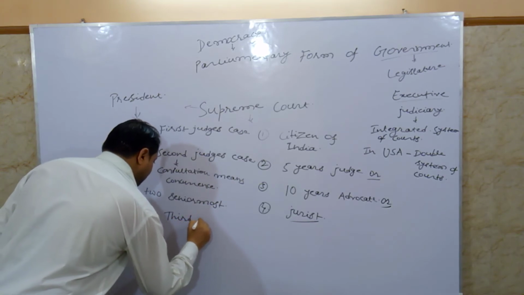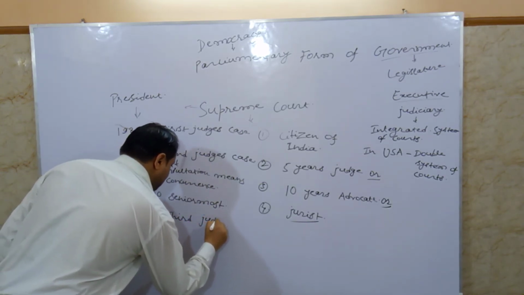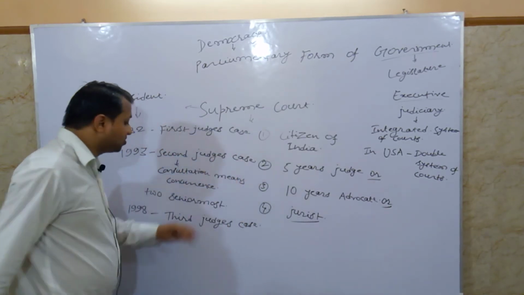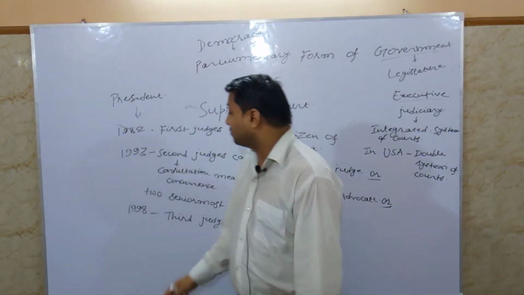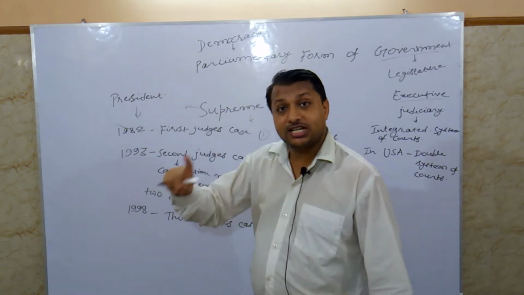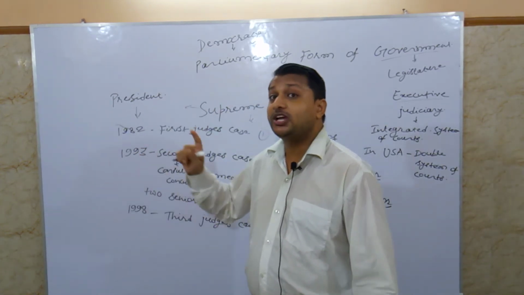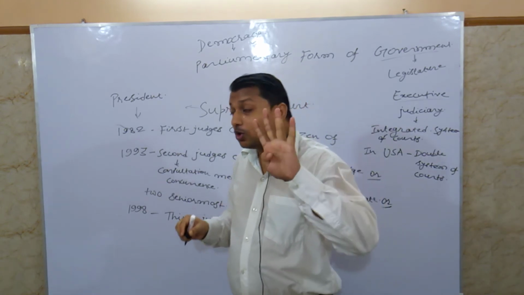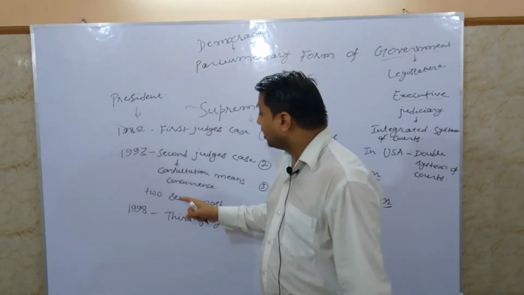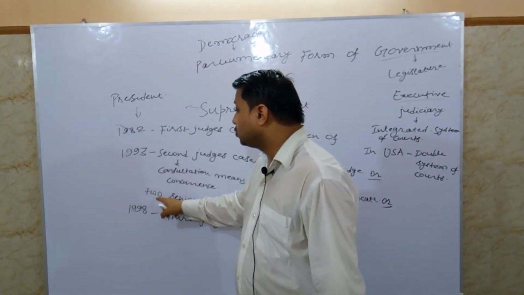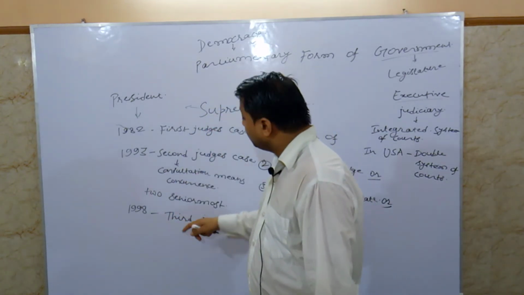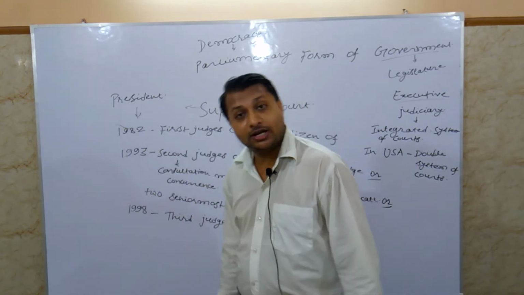Okay, third judges' case. In the third judges' case, it is being said that whatever the decision, it will be taken by the Chief Justice of India after consulting not two but four of his senior most colleagues, and that decision will be binding on the president. In the second judges' case it was two, but in the third judges' case it becomes four. Whatever they decide will be binding on the president.